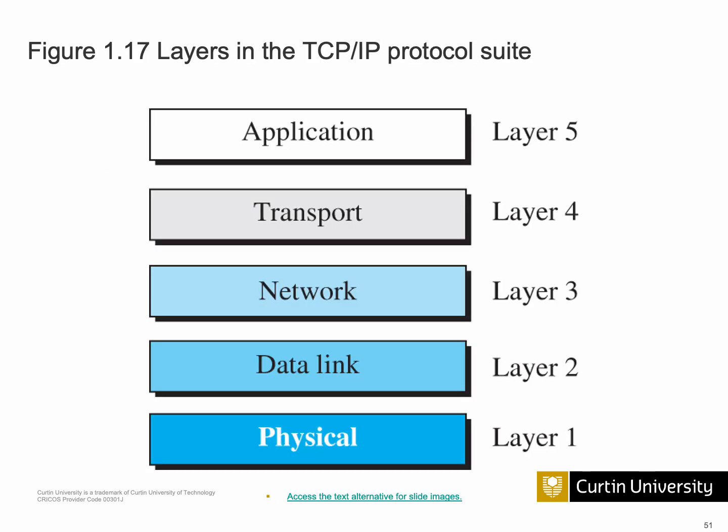So in the TCP/IP protocol suite, we have 5 layers. We'll start from the bottom: physical layer, data link layer, network layer, transport layer, and application layer. We can call the physical layer layer 1, data link layer layer 2, network layer layer 3, transport layer layer 4, and application layer layer 5.